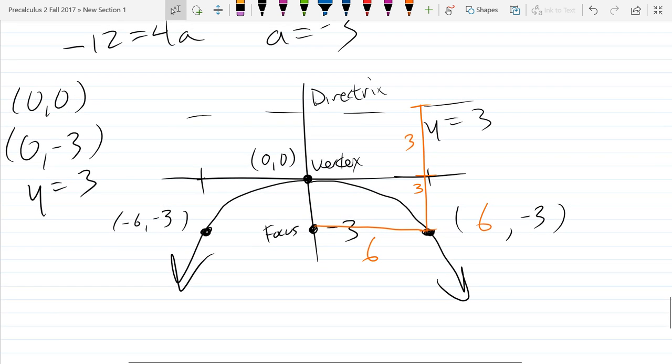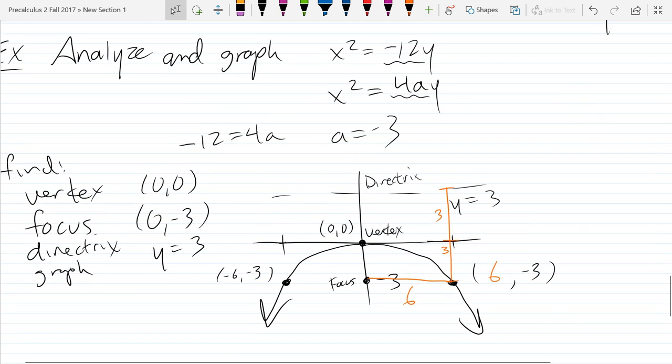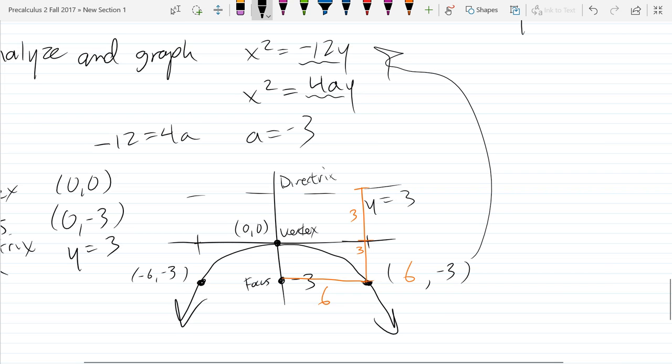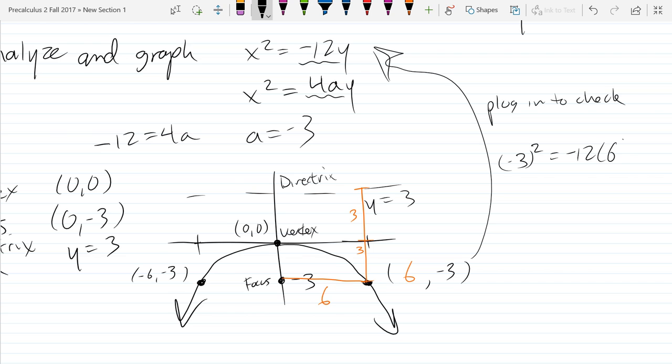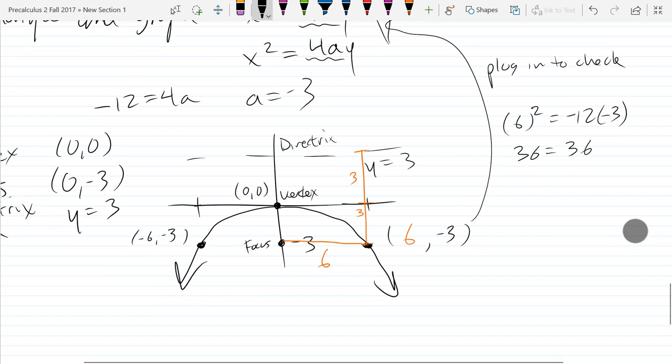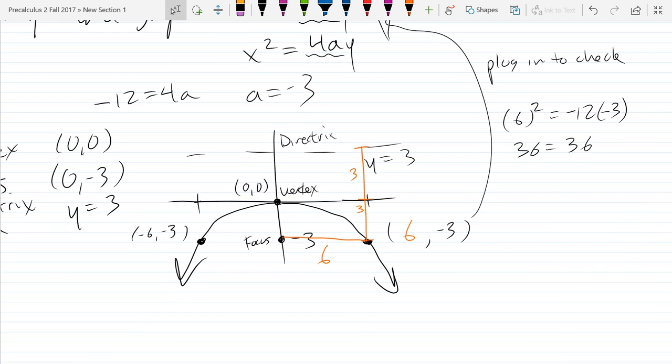All right, now I want to see, are these actually on the graph? So we're going to check by plugging into the original equation. So x is -3, so we got x squared equals -12 times 6. Uh-oh, this doesn't look right. Oh, I plugged in the x and the y backwards. That's not going to work out. Our y is -3, x is 6. So 36 is hopefully 12 times 3. All right, so the point satisfies the equation, so it's on the graph.